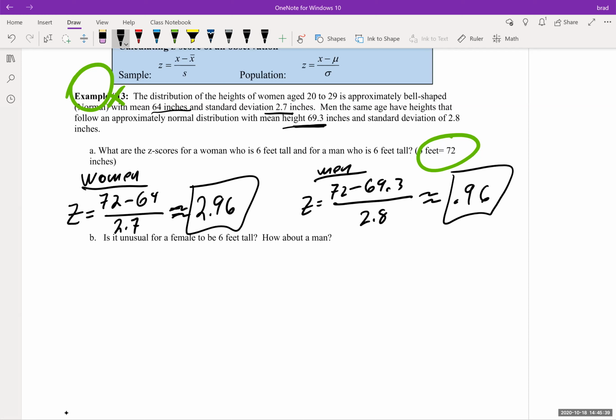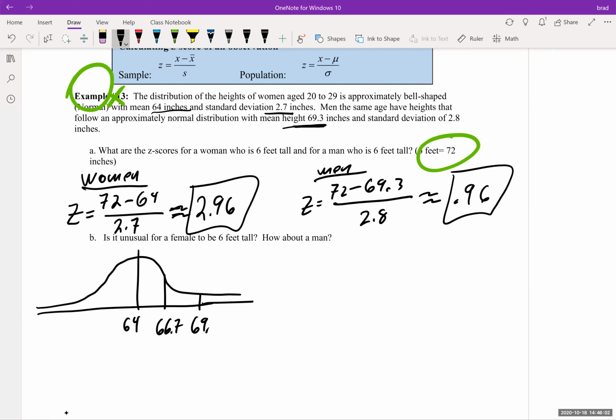Now it says, is it unusual for a female to be 6 feet tall? So think about this. Here's the mean. For women, the mean is 64. If we go 1 standard deviation over, we'd be at 66.7. Then if we go another standard deviation, we'd be at 64 plus 2.7 times 2, which is 69.4. And if we go over 3 standard deviations, we'd be at 72.1.